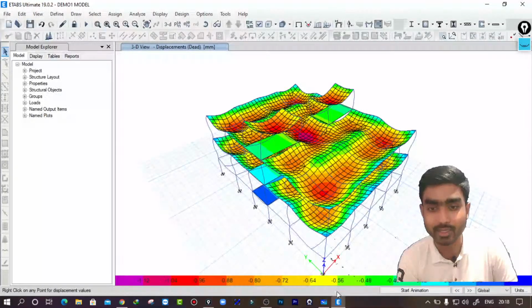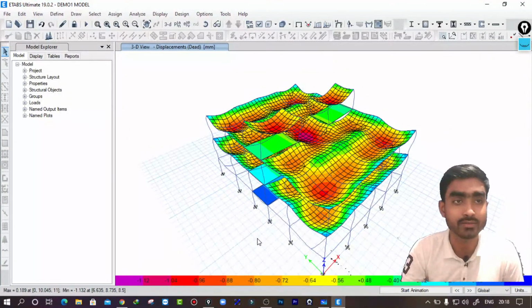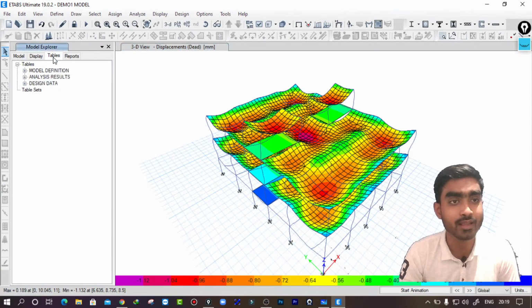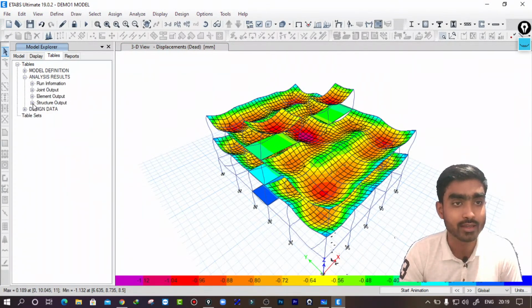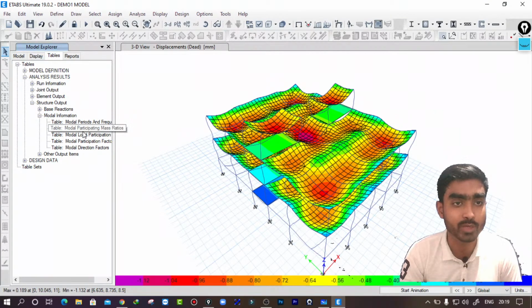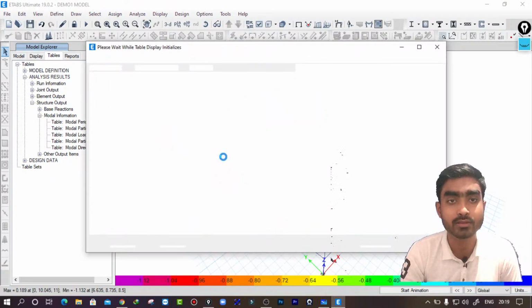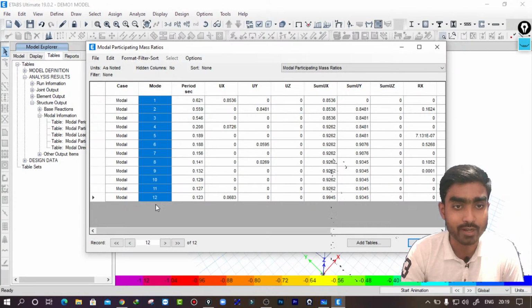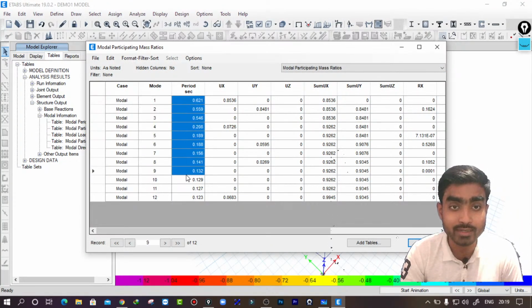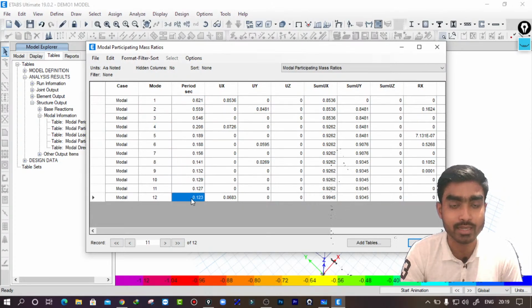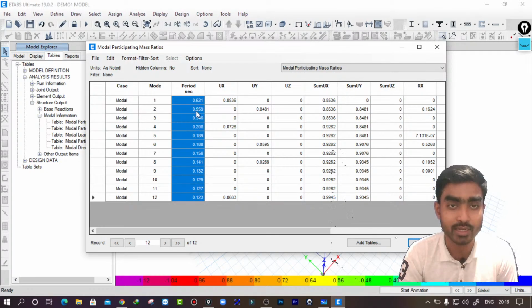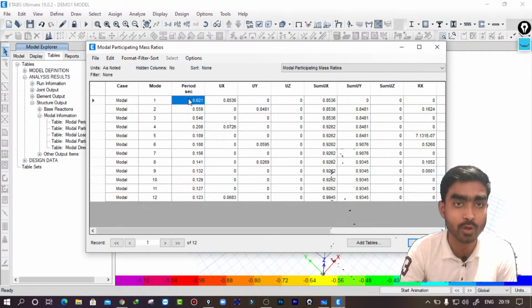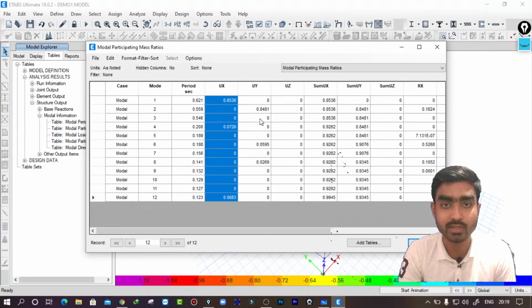So now if you see in ETABS, we have analyzed the structure, and if you go to tables, analysis and results, structure output, and here you have the modal information, open this one, modal participating mass ratios, right click and show table. Here you can see we have defined 12 modes. These are the time periods, means if there is a frequency, there is a vibration, there must be a time period. So here you have the time period in descending manner, means the highest time period is at the top, and you have the mass participation values.